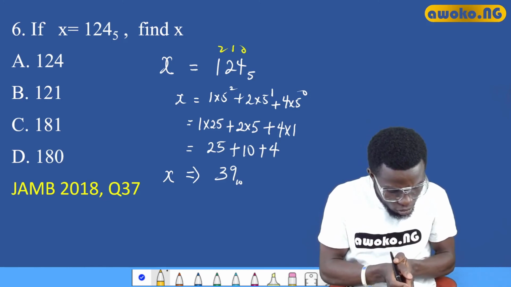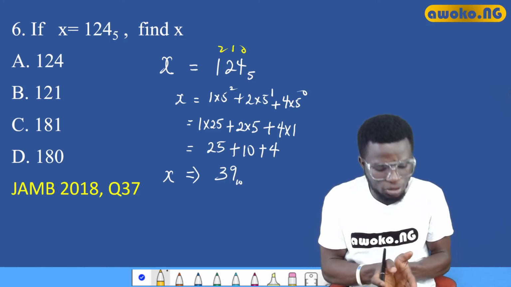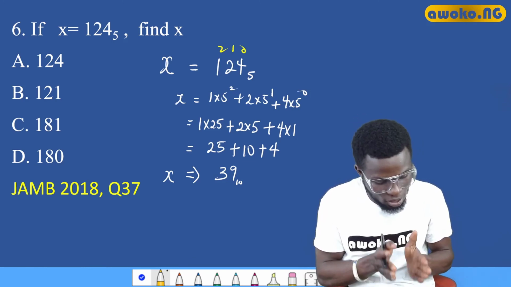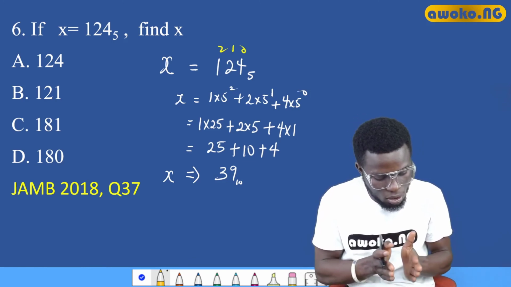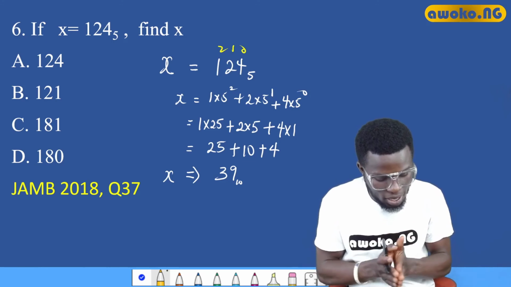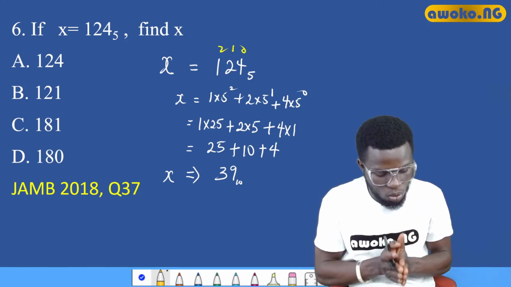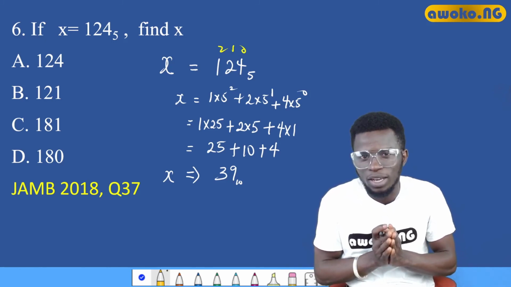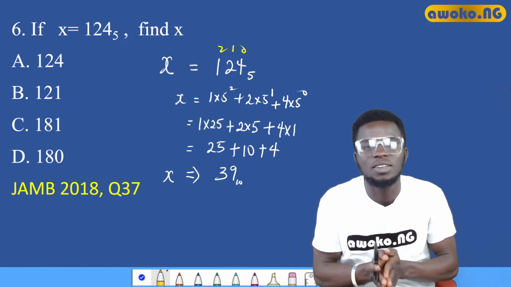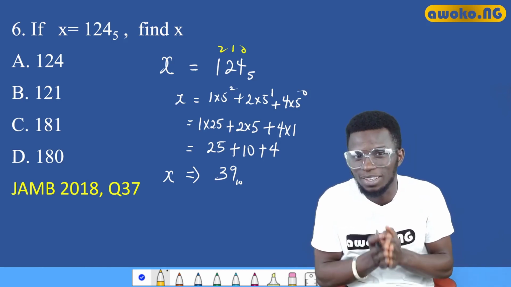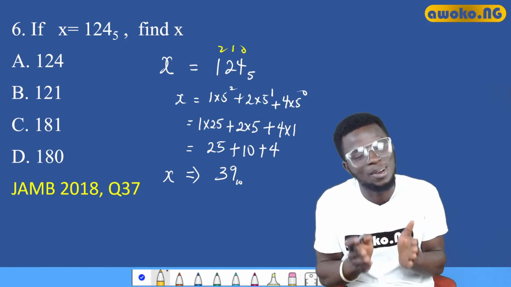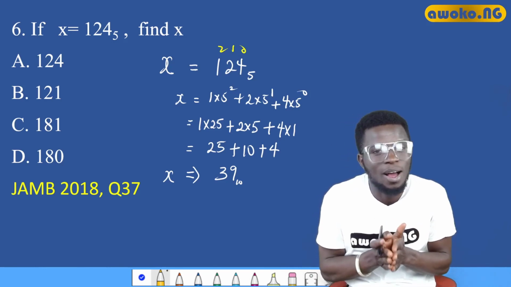Now looking through the options, there is no answer. Okay, because option A says 124, option B says 121, option C says 181, and option D says 180. So of course, I'm sure you know what to do. Once you don't have any answer there, of course the answer is none of the above.